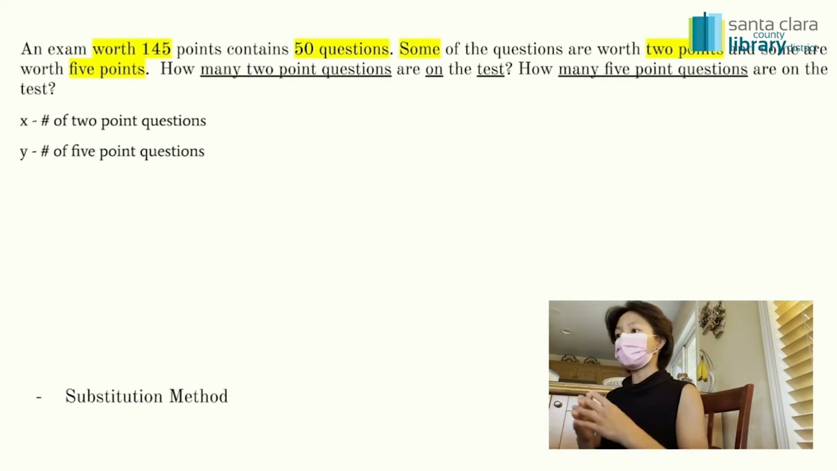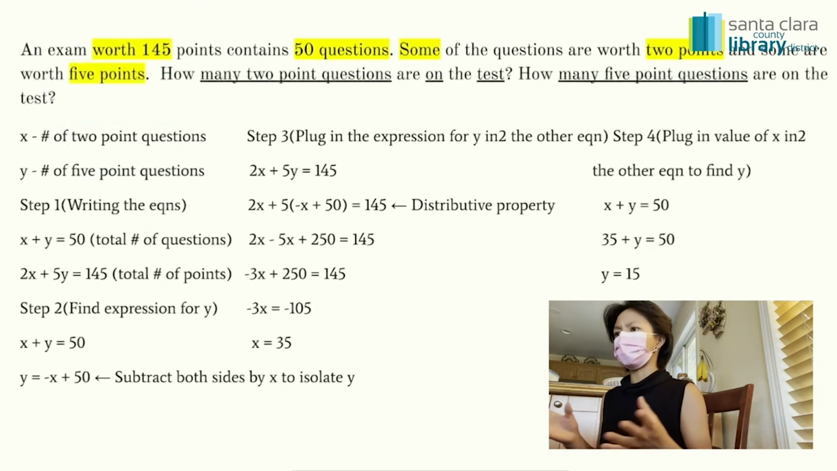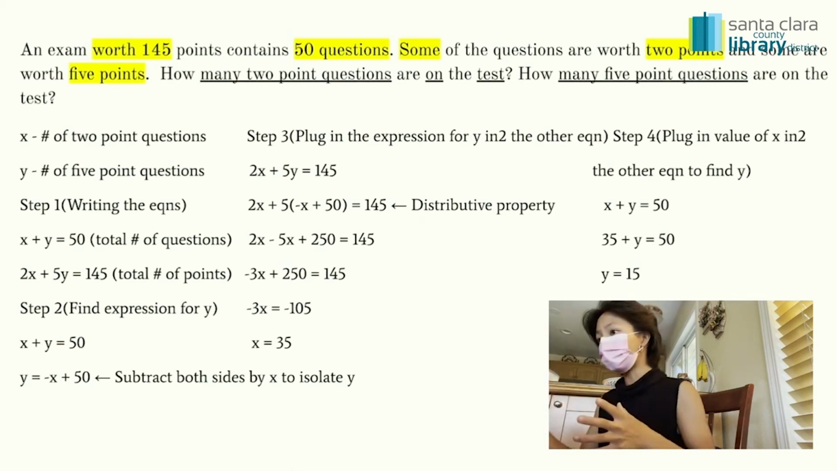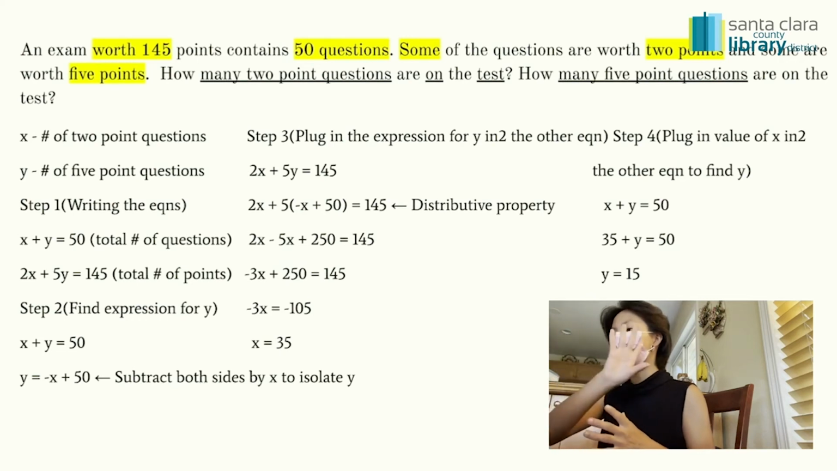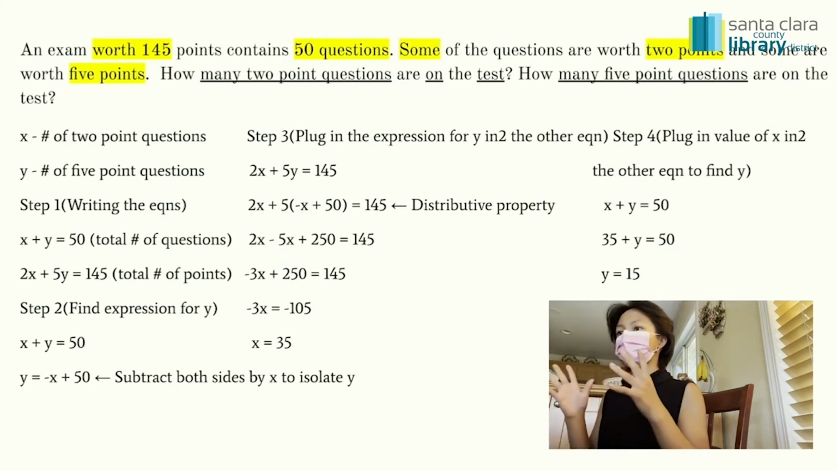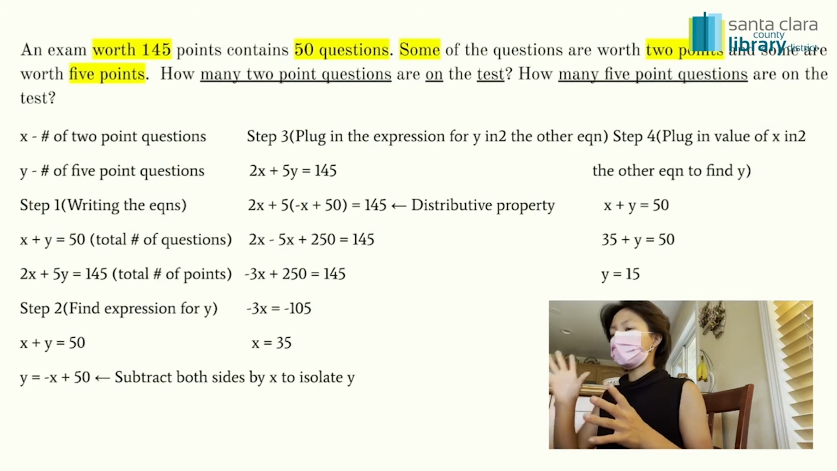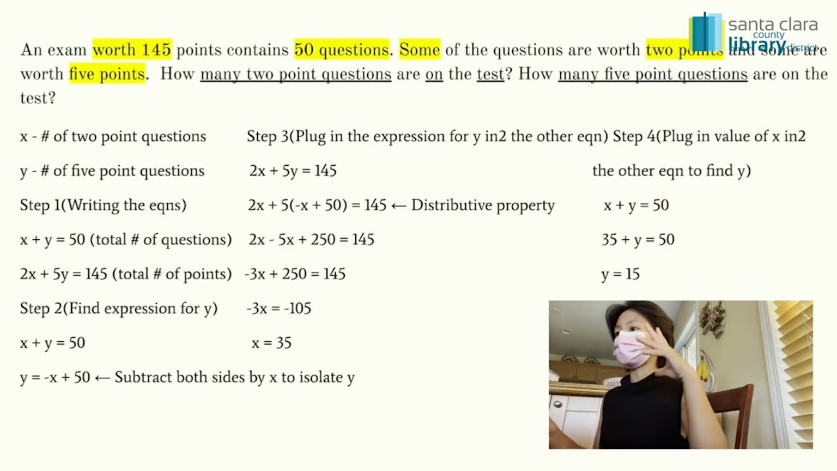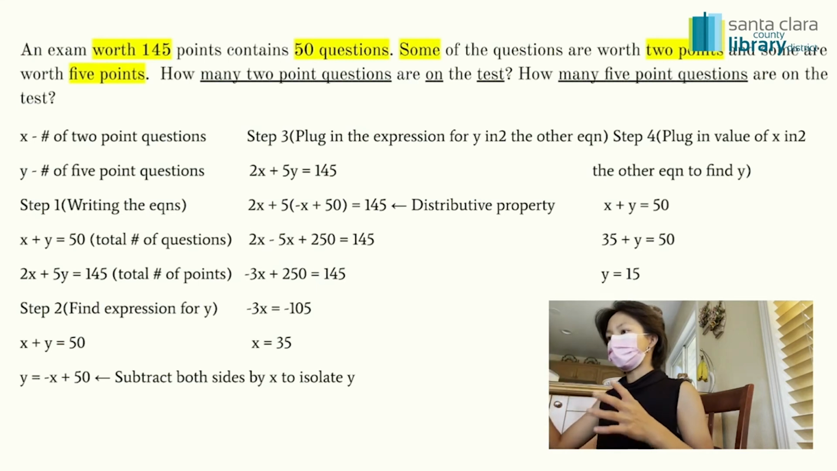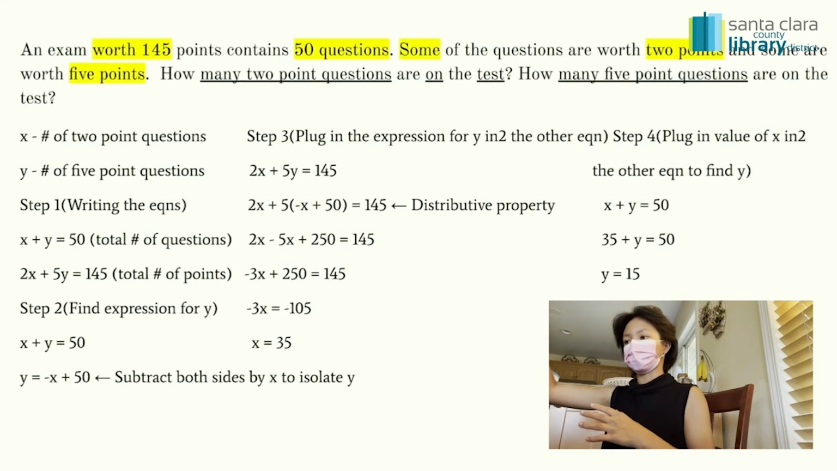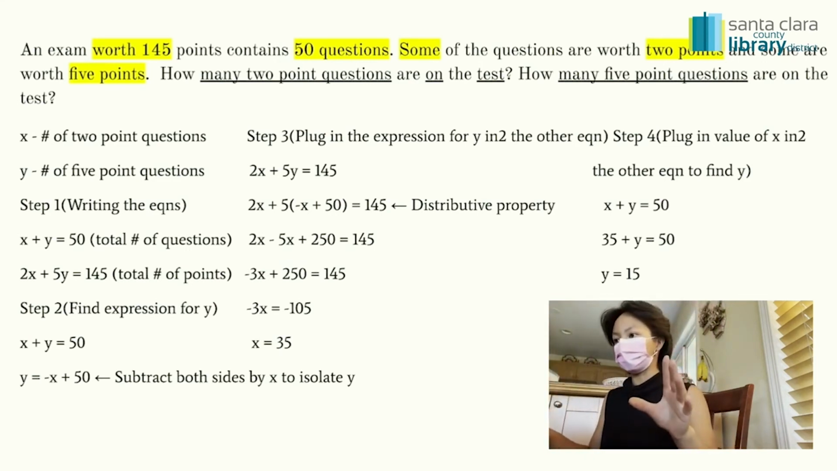Step 1. Writing the equations. We know that there is a total of 50 questions and that they are made up of 2-point and 5-point questions. So x plus y equals 50. And then we also know that some are worth 2 points, some are worth 5 points, and that the exam is worth 105 points. So the first equation, total number of questions. Second, total number of points.